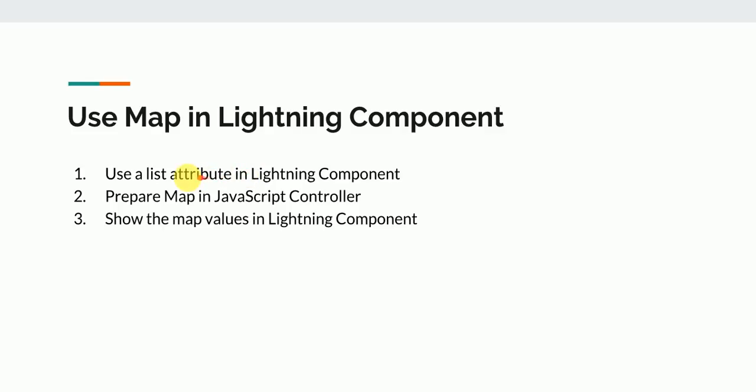We don't need to use the map as a data type. We can also use the list, because a list also contains key and value, the pair of key and value. So let's go ahead and see how we can use the map in the lightning component.